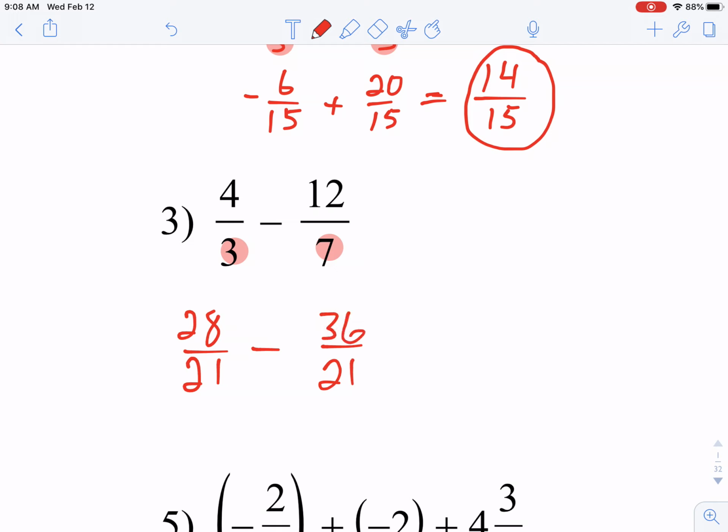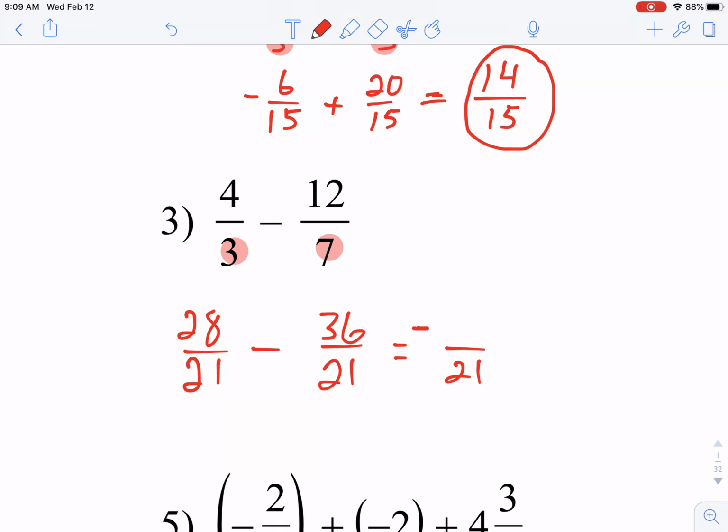Now we have a positive minus a positive, which is really not a problem. You're just going to subtract straight across. The 21 is going to stay the same. But we have a smaller number subtracting a bigger number. When that happens, it guarantees that your answer will be negative, and then you just subtract.